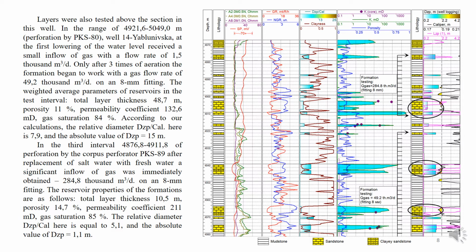Layers were also tested above in the section of this well. In the second interval of perforation, the formation began to act with a good gas flow rate. According to our calculations, the absolute value of the diameter of the invasion zone is 1.5 meters. In the third interval of perforation, gas was obtained immediately after the testing. The absolute value of invasion zone diameter is 1.1 meters. The given example of test results testifies to the importance of taking into account the size of the filtrate invasion zone with appropriate methods, including reperforation.